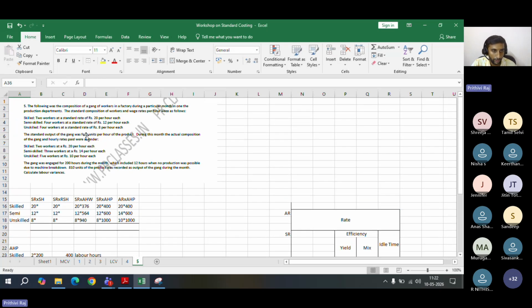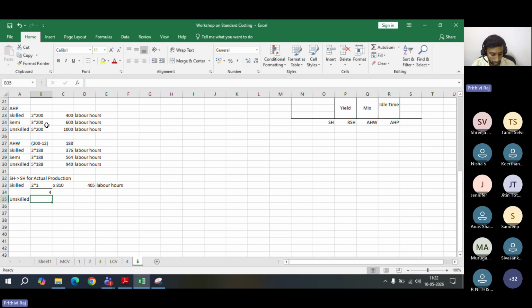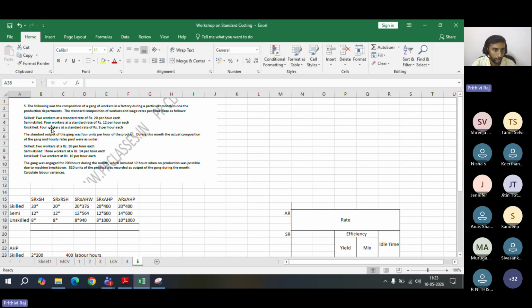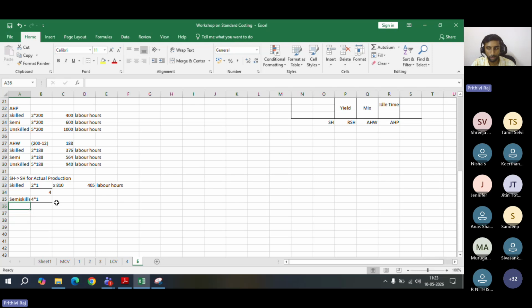So for 1 hour, you produced 4 units, but I require labor hours. In semi-skilled, how many laborers are there? 4 workers are there, so labor hours is 4 into 1. In 1 hour, there are 4 semi-skilled workers. Totally, it gives 4 semi-skilled labor hours. On 4 semi-skilled labor hours, you produce 4 units.